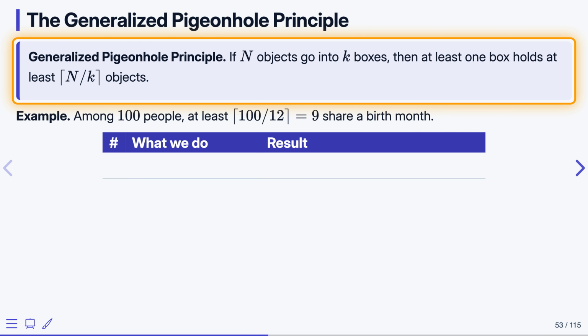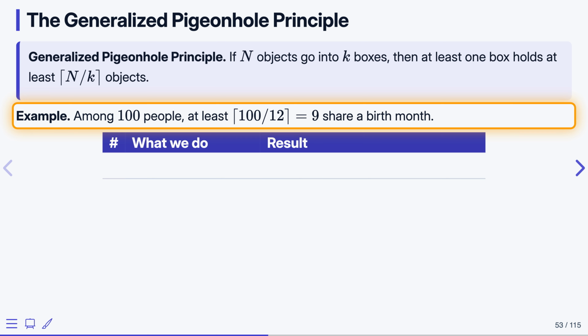Now we make the principle stronger. Place n objects into k boxes. Then at least one box holds at least the ceiling of n over k objects. The ceiling brackets mean round up to the next whole number. The old rule is the case where n is k plus 1.